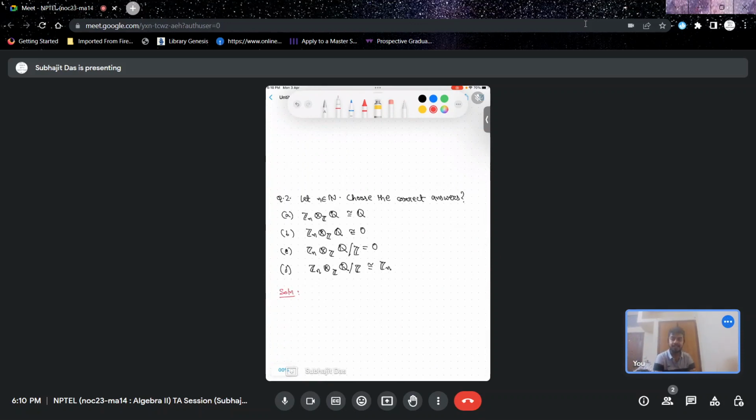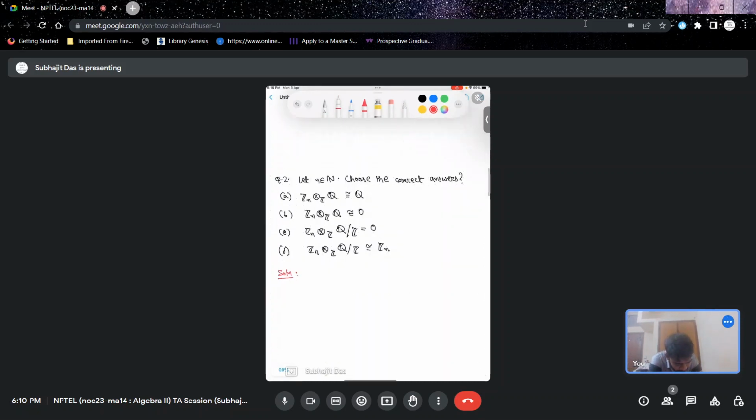So it says that let n be a natural number, then we need to choose which of the following answers are correct. So first of all, Zn tensored over Z with Q is isomorphic to Q. Zn tensored over Z with Q is isomorphic to 0. Zn tensored over Z with Q mod Z is equal to 0. And finally, Zn tensored over Z with Q mod Z is isomorphic to Zn. So what about option B?